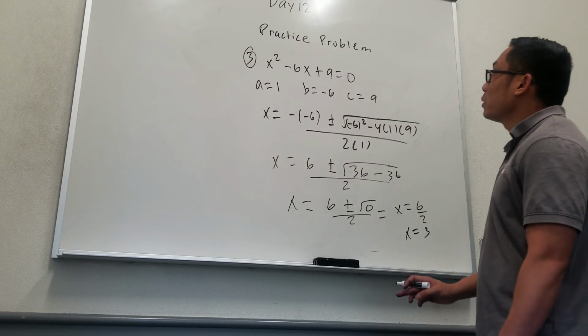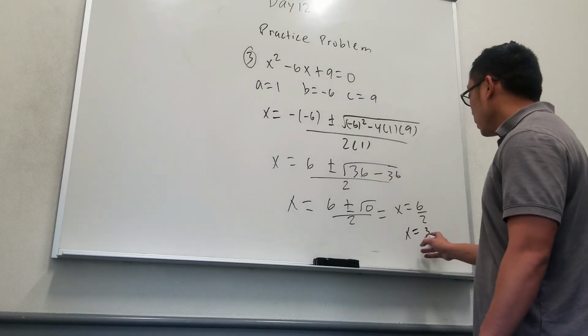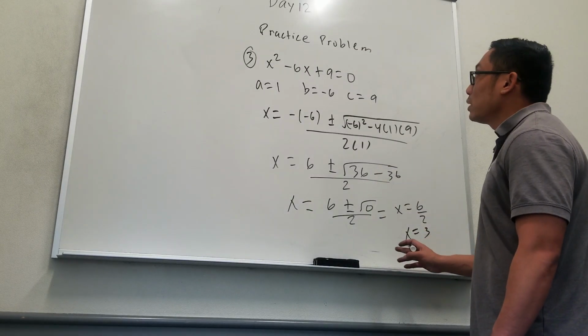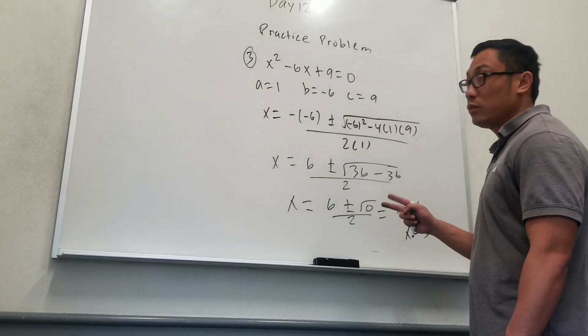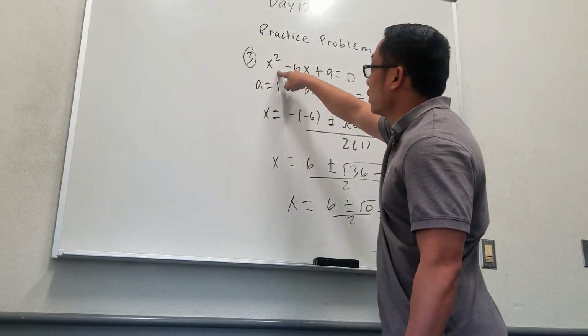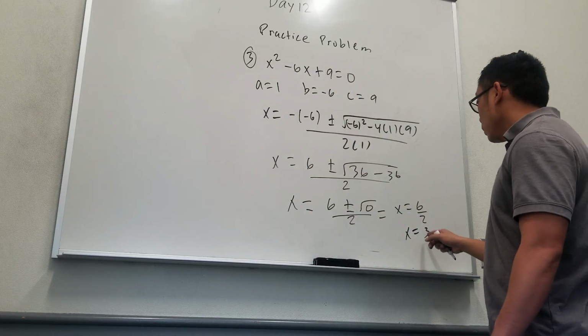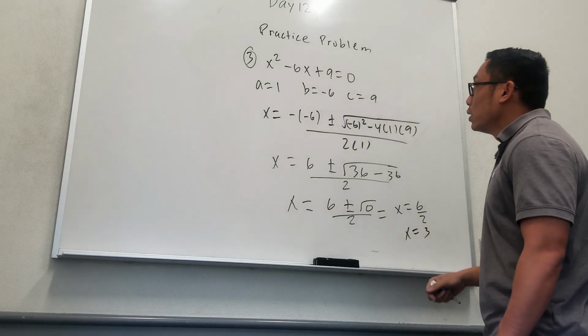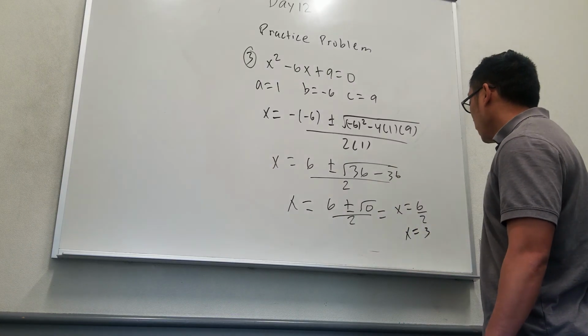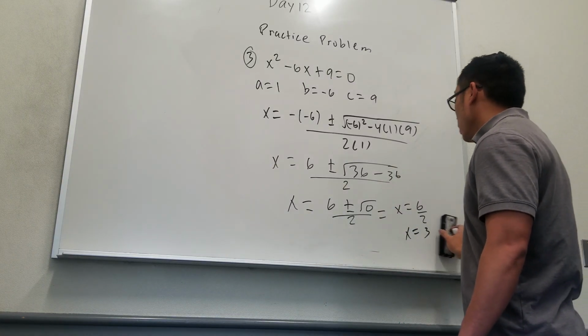Later on, we're going to be talking about the multiplicity. This is actually x equals 3. It doesn't mean that there's only 1 zero. It's actually 2 zeros because it's second degree, so you should have 2 zeros. So there's actually 3 with multiplicity of 2. Later on, we're going to be talking about that. But right now, just have x equals 3.